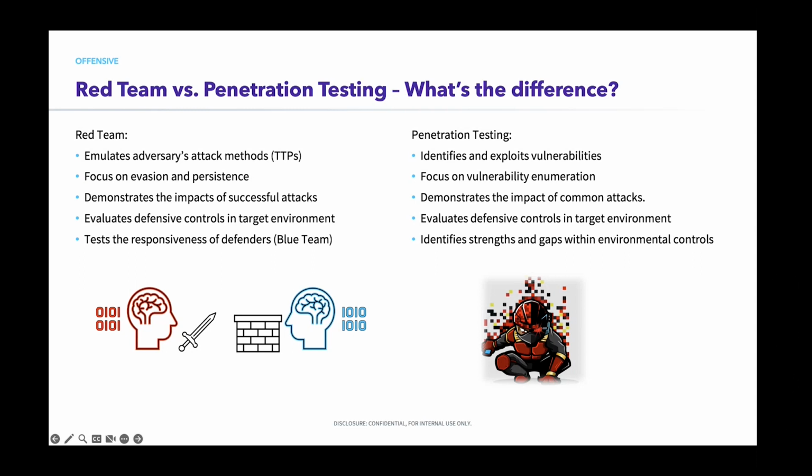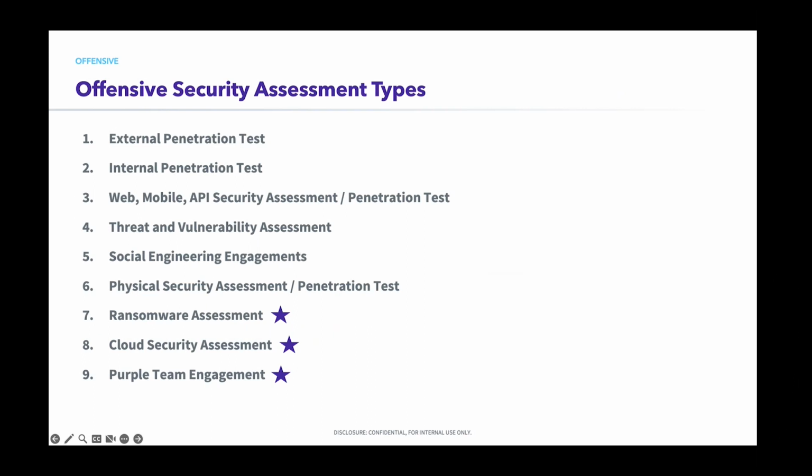We evaluate defensive controls in the target environment. So we're looking for things like, hey, do you have any sort of filtering going on? Are there any protections, any countermeasures? That includes antivirus, endpoint detection and response, all sorts of things like that. And we identify areas of strength and gaps within those environmental controls. Our team is really flexible in that we can act in accordance to either role, depending on the engagement, ultimately whatever the client or the circumstance calls for.